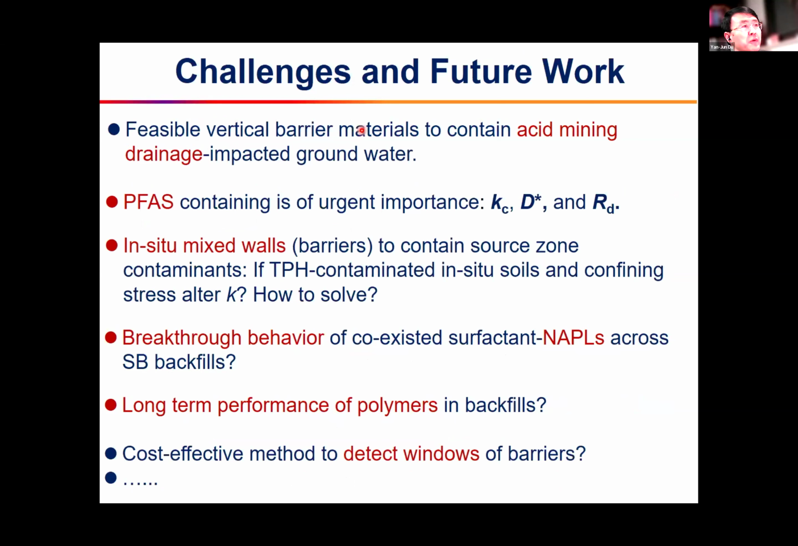One is a feasible vertical barrier material to contain acid mine drainage impacted groundwater, which is a very serious problem in China. It is also very challenging because the AMD has much lower pH and also contains a lot of heavy metals.